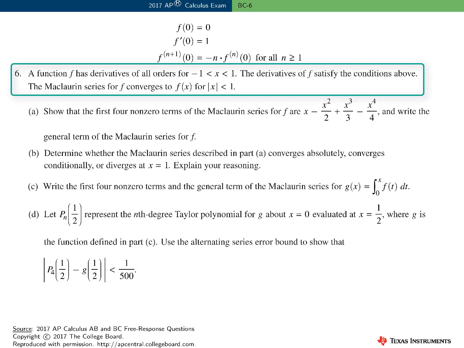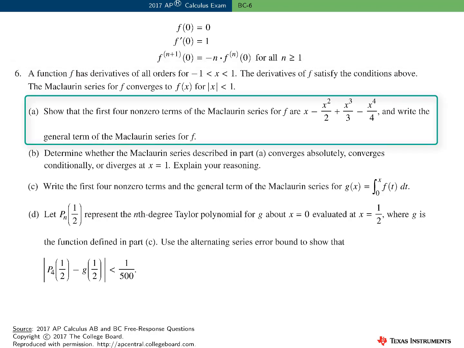In this problem, the function f has derivatives of all orders, and the derivatives satisfy certain given conditions. And the Maclaurin series for f converges to f of x for the absolute value of x less than 1. In part A, we need to verify the first four non-zero terms of the Maclaurin series and write the general term for the Maclaurin series.